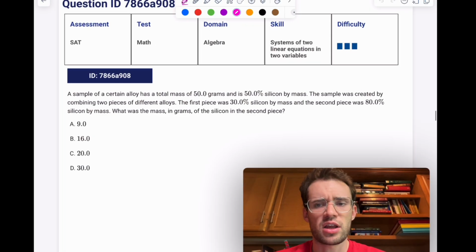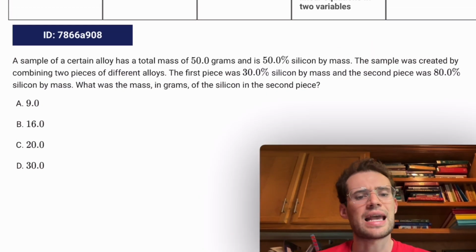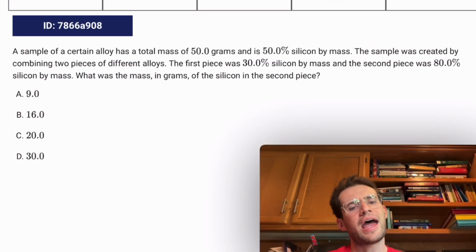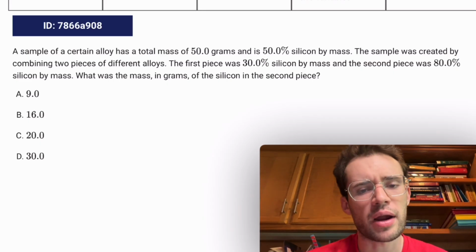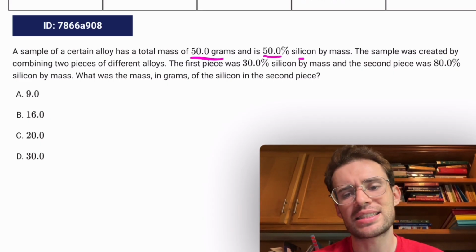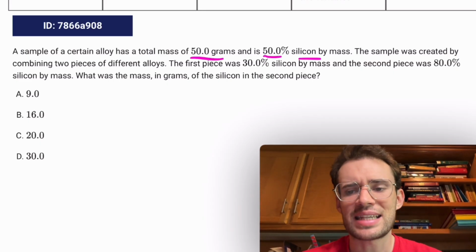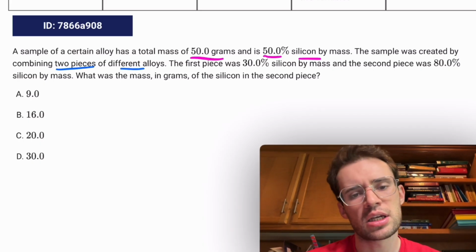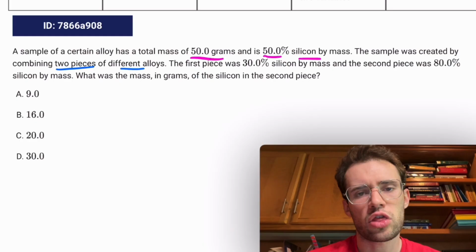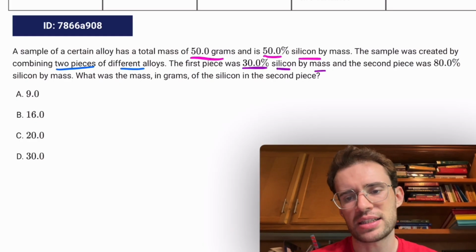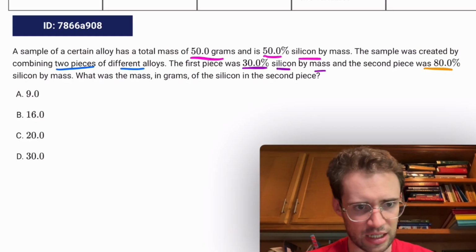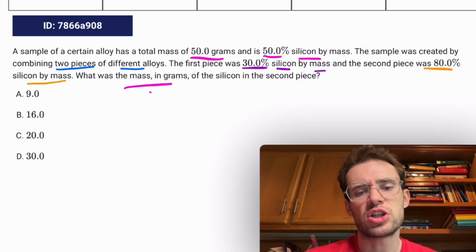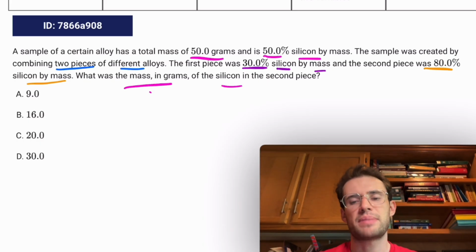All right, but let's dive in here. We've got a sample of a certain alloy, has a total mass of 50 grams and is 50% silicon by mass. The sample was created by combining two pieces of different alloys. The first piece was 30% silicon by mass, and the second piece was 80% silicon by mass. What was the mass in grams of silicon in the second piece?